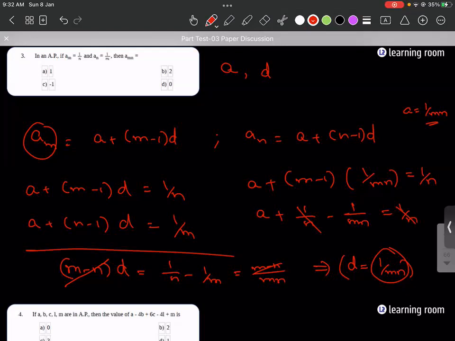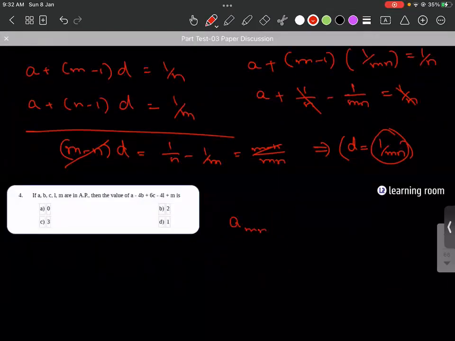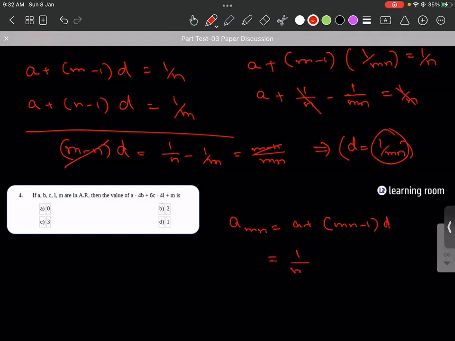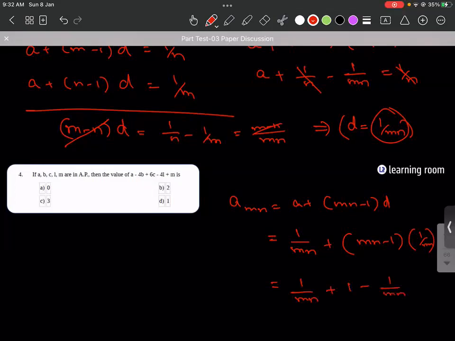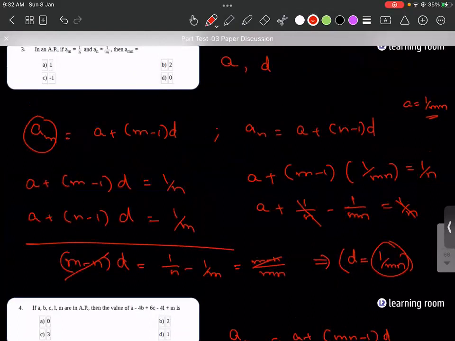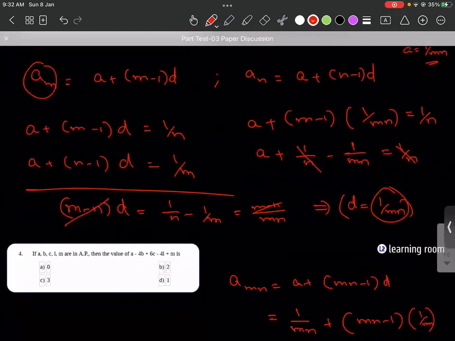Then what is AMN? A plus MN minus 1 into D. So A is 1 by MN plus MN minus 1 into 1 by MN. That is 1 by MN plus 1 minus 1 by MN. Cancel this and this, the answer will be 1. Is there an option? This will be the answer. Okay, got it? Yes, sir.